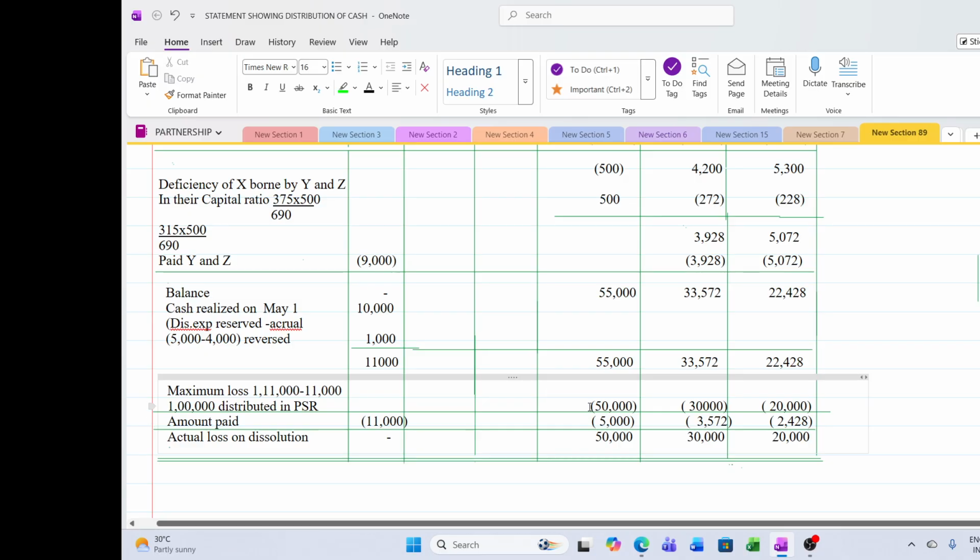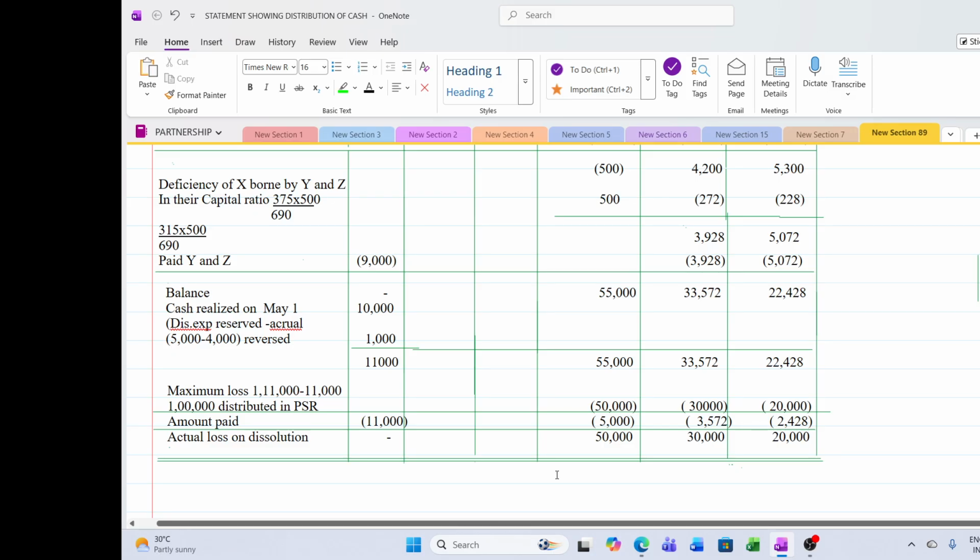So that is distributed in PSR, 5 is to 3 is to 2. 50 plus 30, 80 plus 20, 1 lakh. So the balance 11,000 is paid to them, 5,000, 3,572 and 2,428. So the actual loss is 50,000. X has been paid 5,000, so the balance yet payable is 50,000. Y was paid 3,572, the balance payable is 30,000. Z is paid 2,428, the balance payable is 20,000.